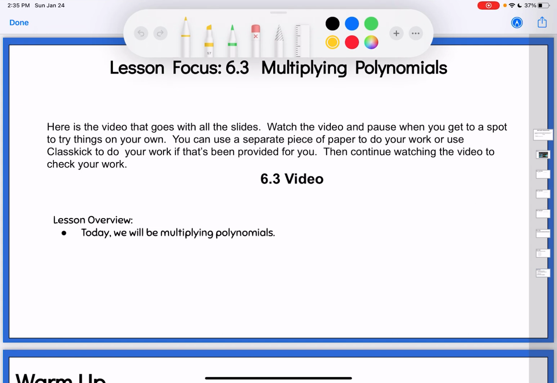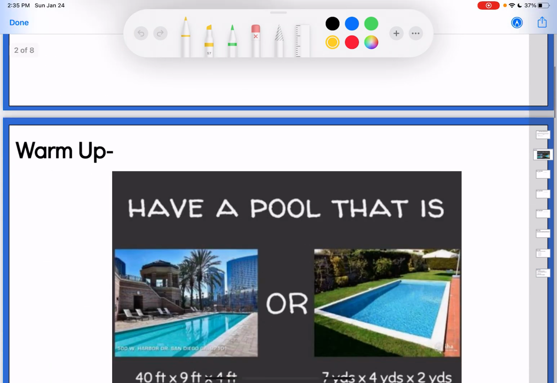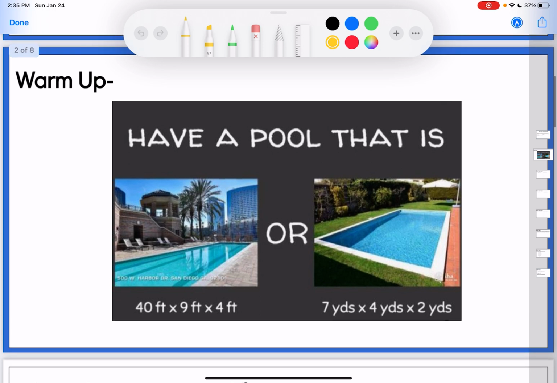All right, our third lesson in polynomials is multiplying. So last lesson we learned adding and subtracting. This one we're going to learn how to multiply polynomials. Again, something that I bet you have known for a very long time. So as a warm-up, let's think about some multiplying.